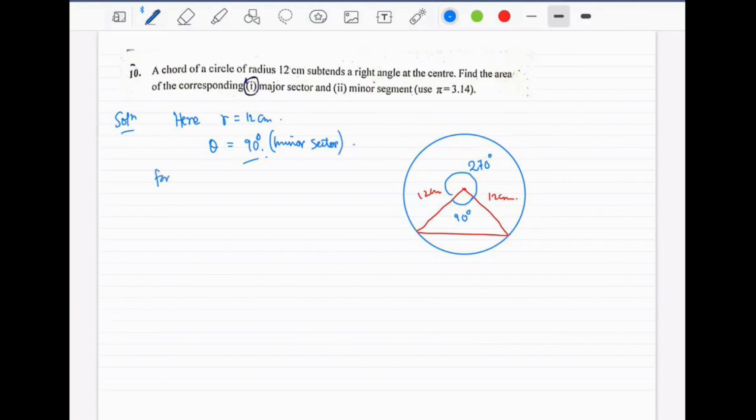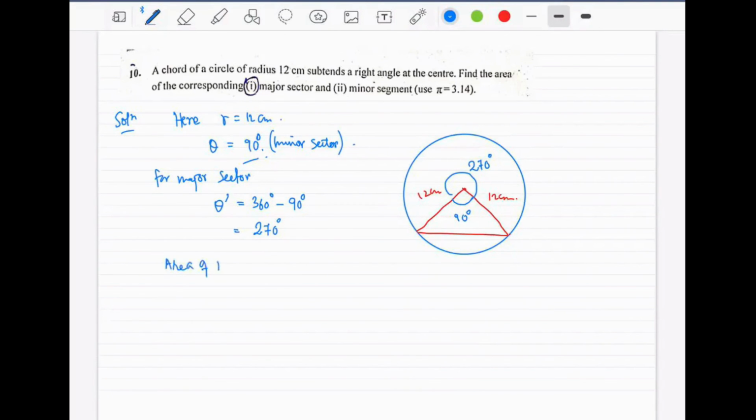So for the major sector, let's say it's theta prime. This angle is for the major sector, right? This small angle is for the minor sector. This big angle is for the major sector. So for the major sector, the angle is 360, you subtract 90. 360 minus 90 will be 270 degree. Okay, then find out the area of sector.